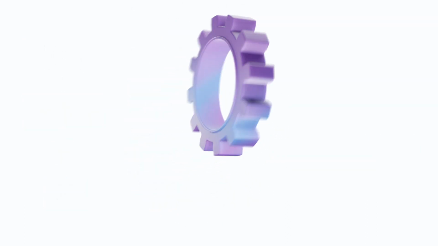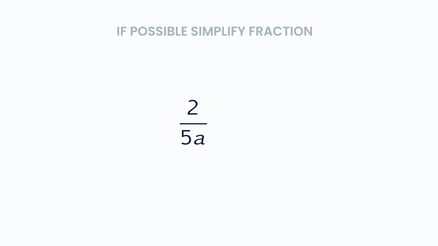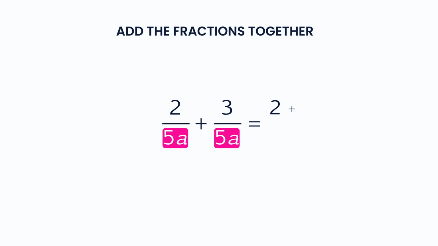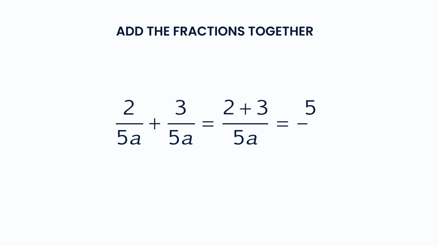Let's look at two examples to see how this works. First, you want to calculate 2 over 5a plus 3 over 5a. These fractions have a common denominator, 5a, so you can add the numerators together. 2 plus 3 over 5a equals 5 over 5a.